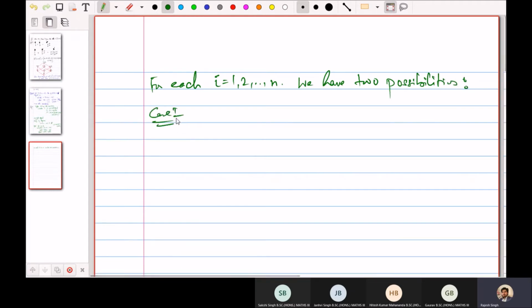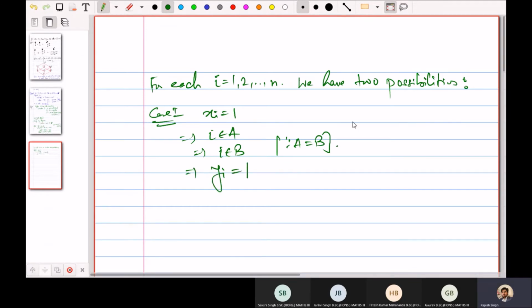Case 1: xi is equal to 1. So this implies I belongs to A. This implies I belongs to B since A is equal to B, and this implies yi is equal to 1. Okay?